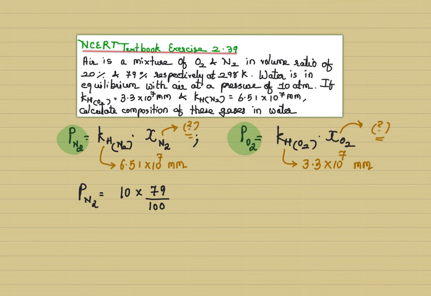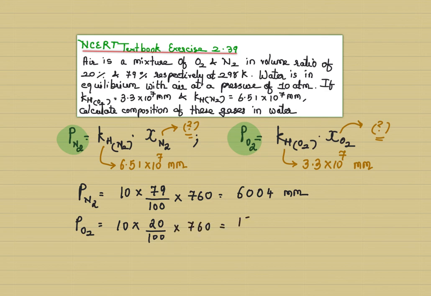And this would be in ATM. So if you multiply this with 760, you will get your answer in mm, right? So into 760 would give us the answer in mm. This comes to somewhere close to 6004 mm if you multiply. And partial pressure of O2 would be 10 into 20 by 100 into 760, which would give us 1520 mm.